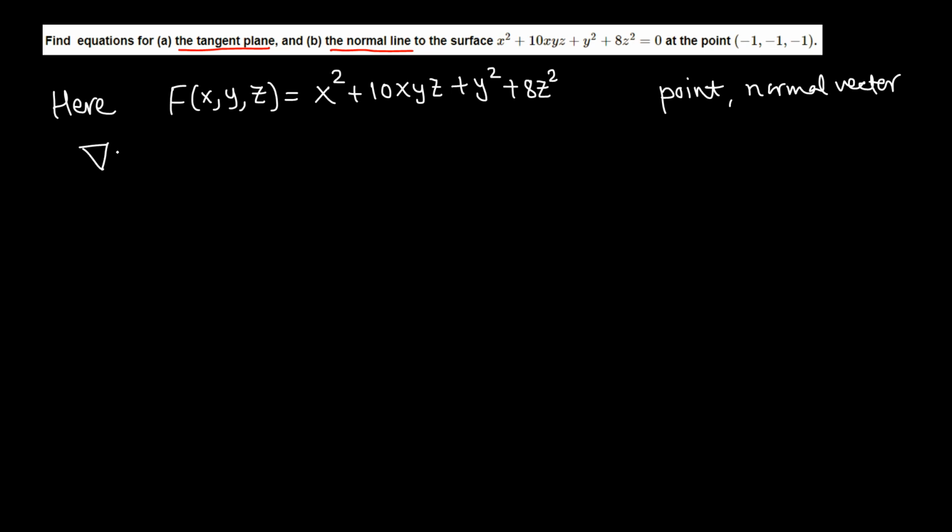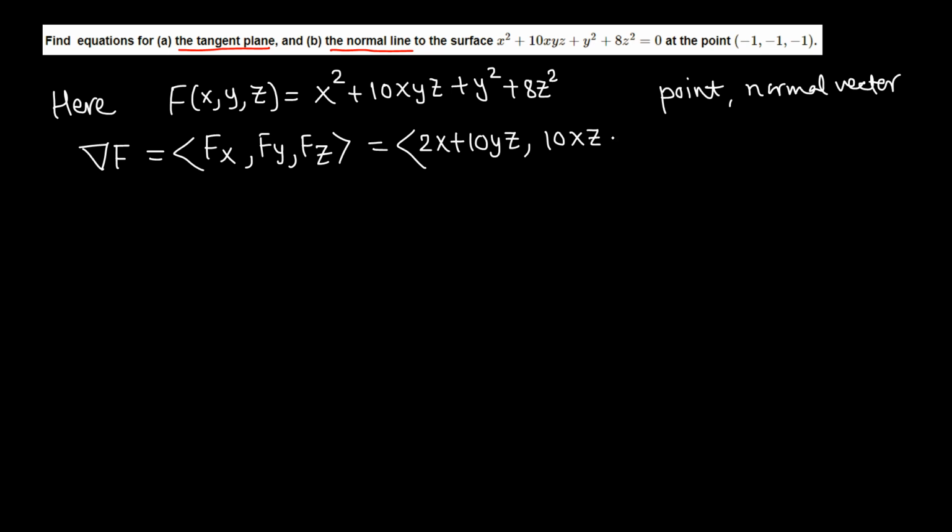So the gradient of this function at any point x, y, z is given by the partial with respect to x, partial with respect to y, partial derivative with respect to z. With respect to x: x squared is 2x, 10xyz gives 10yz, and the rest are 0, because they don't have any x's. With respect to y: 10xz plus the derivative of y squared, which is 2y. There is no z. Then the partial with respect to z: this is 0, this is 10xy, 0 plus 16z.